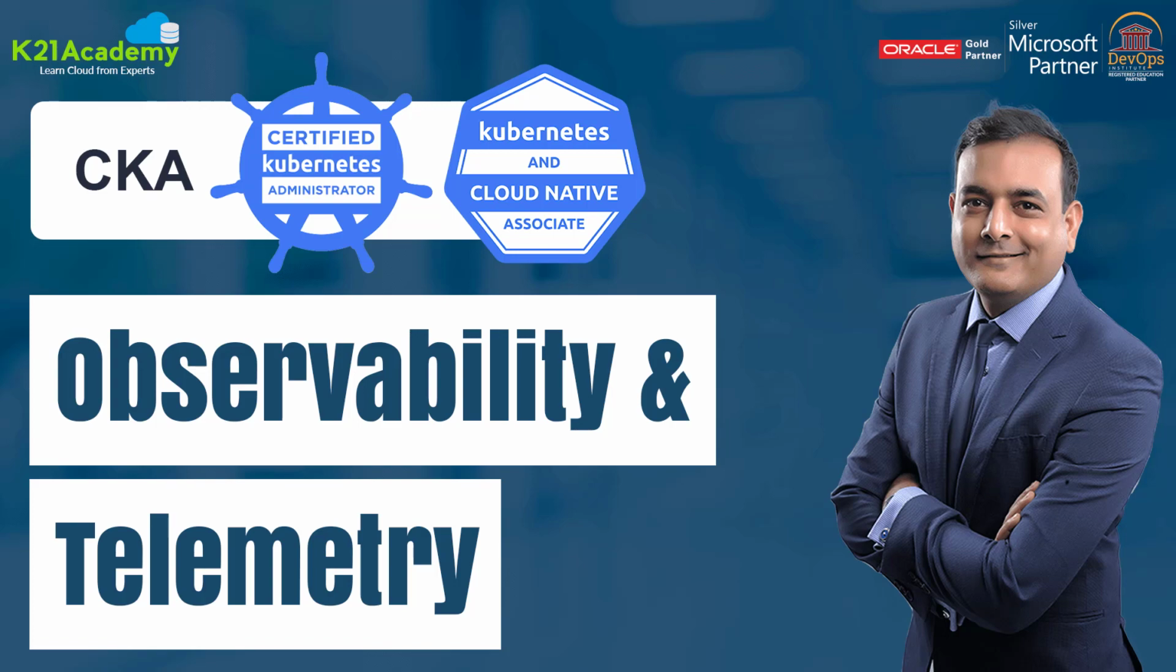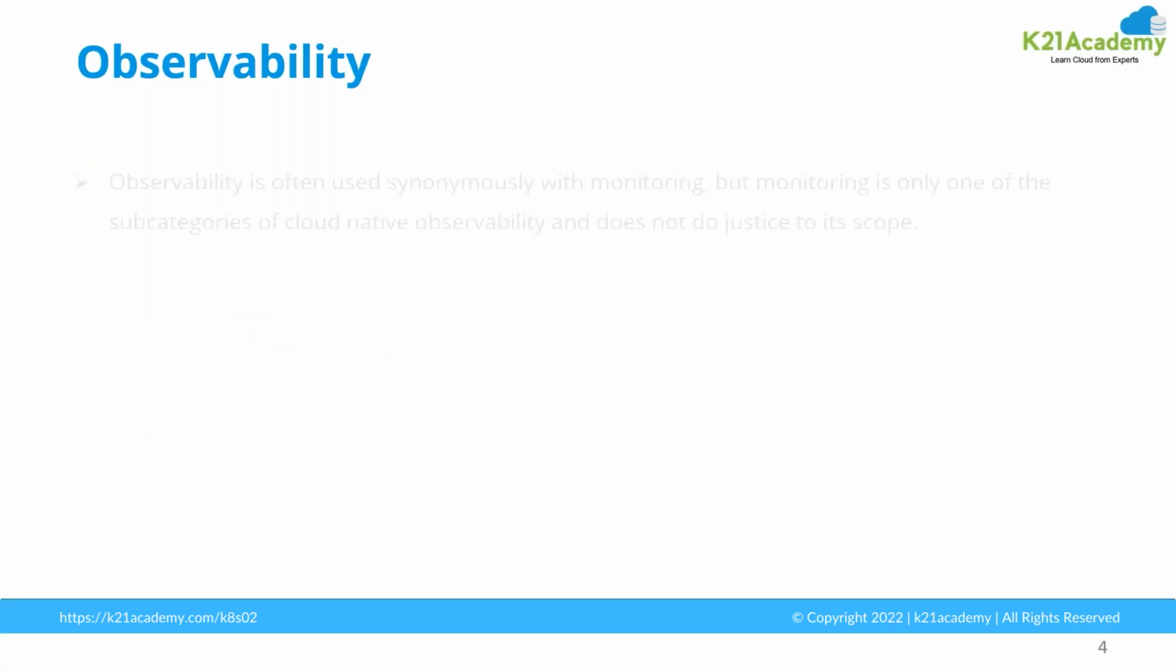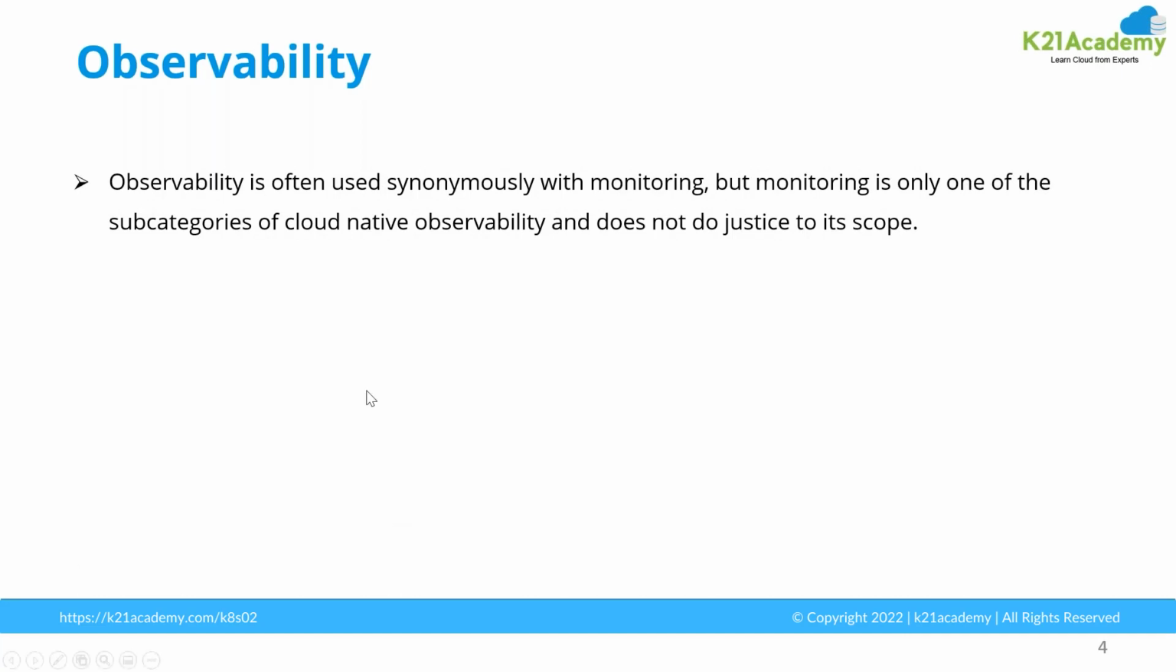Let's talk about observability. Observability is often used synonymously with monitoring, but monitoring is only one of the subcategories of cloud native observability and does not do justice to its scope.